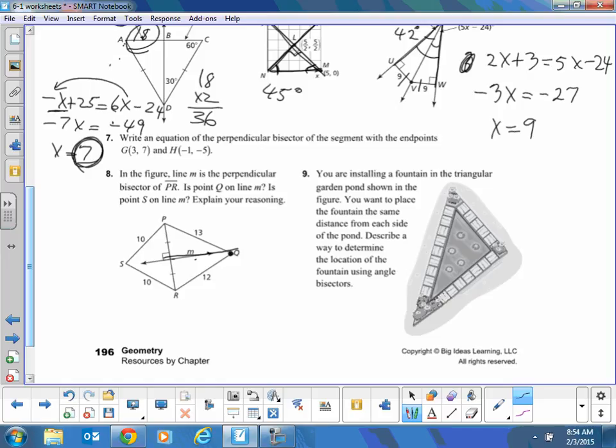We know it's not because this distance is 13 and this distance is 12. Since this is a perpendicular bisector, point Q is going to be on this side of line M, because that's 13, this is only 12. How about point S? Since they're both 10, point S is going to lie on the line. That's correct. So Q, no. S, yes.